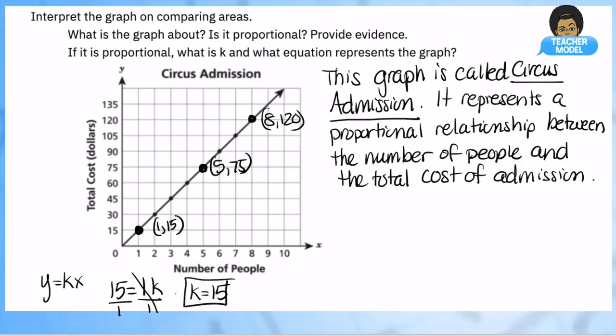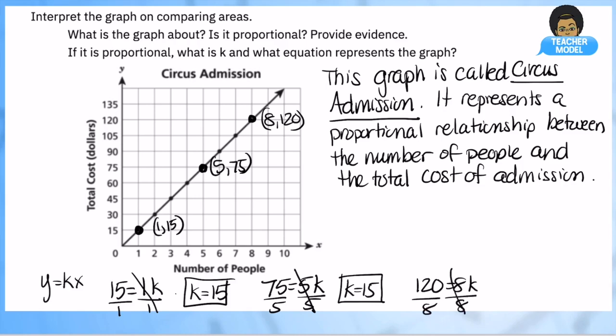I'll test it with the second one. 75 is equal to 5 times k. Divide both sides by 5. 75 divided by 5, it is 15, but I'll actually prove it so you don't think I'm just saying that. There you go. It is equal to 15. And I'll do the last one. 120 is equal to 8k. And again, I'm not going to do it in my head. I'll let you see it. Just like we tell you, show your work, I'm going to show my work, Math Marbles. It is also equal to 15. K equals 15.